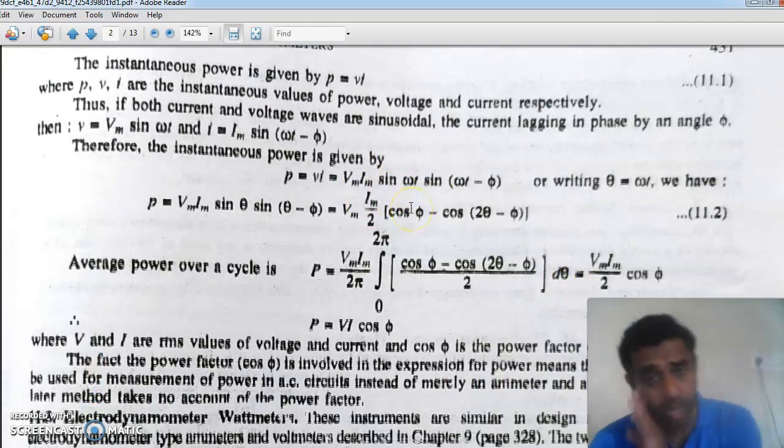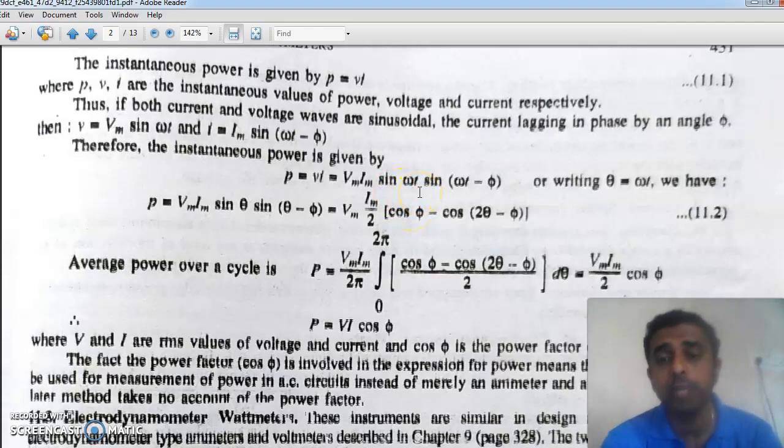That is 2 sin A sin B is equal to cos(A minus B) minus cos(A plus B). If you substitute that, you'll get such a thing, and this is the expansion for the instantaneous power.